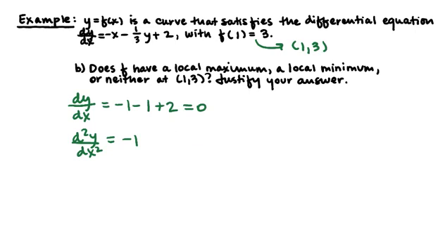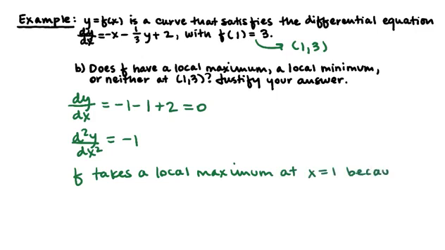That is not sufficient justification. You need to use a sentence. Right? So I'm going to say, f takes a local maximum at x equals 1 because f prime of 1 equals 0 and f double prime of 1 is less than 0.